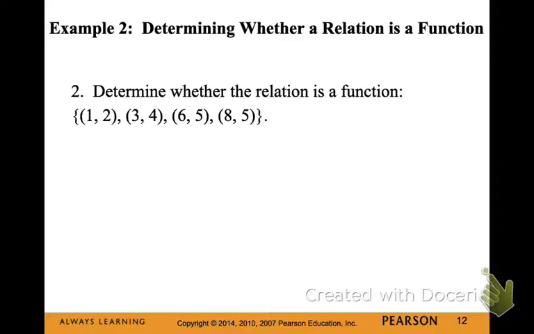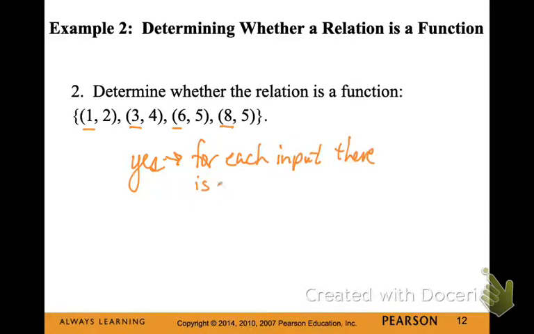So let's look at this relation. It's a collection of ordered pairs. I'm going to focus on the first elements or the inputs to make sure that I don't see any inputs that are repeated. And I don't. That means each of these non-repeated inputs has a separate output. So this relation, this collection of ordered pairs, is a function because for each of the input values, there is exactly one output value.